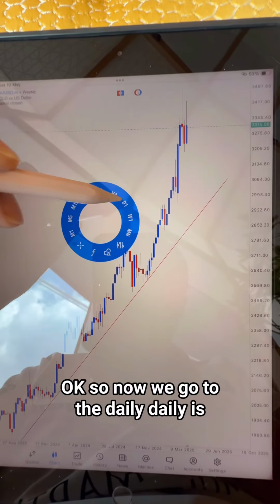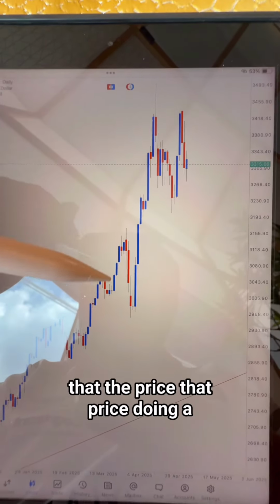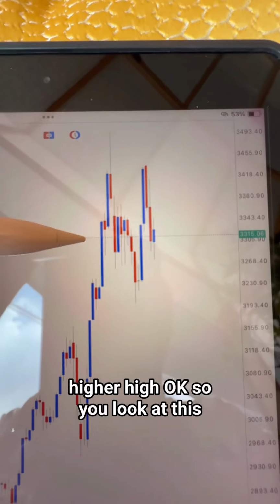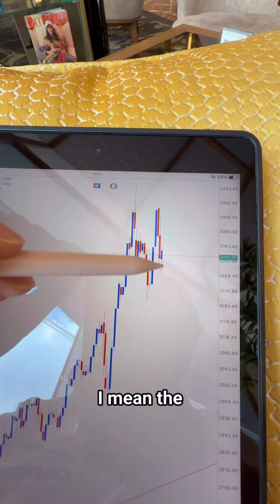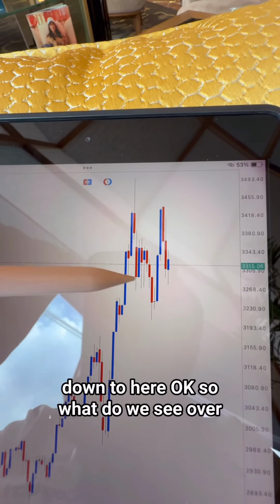Now we go to the daily. Daily is the same thing. You can see that the price is doing a higher high, higher low, and then a higher high. If you look at this area here, last week the price dropped down to here. So what do we see over here?